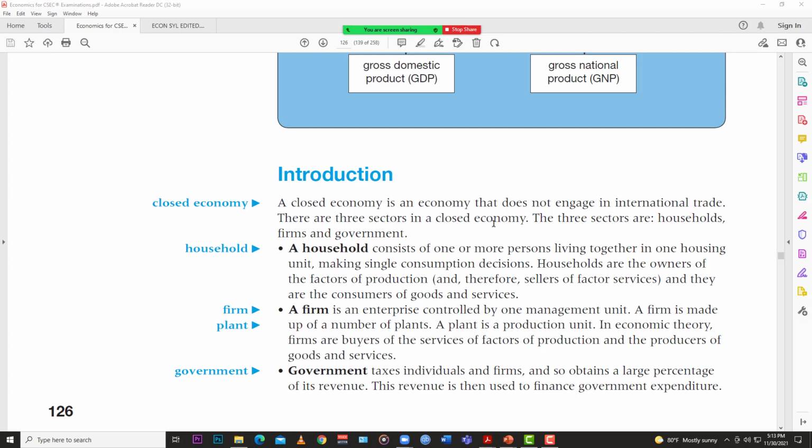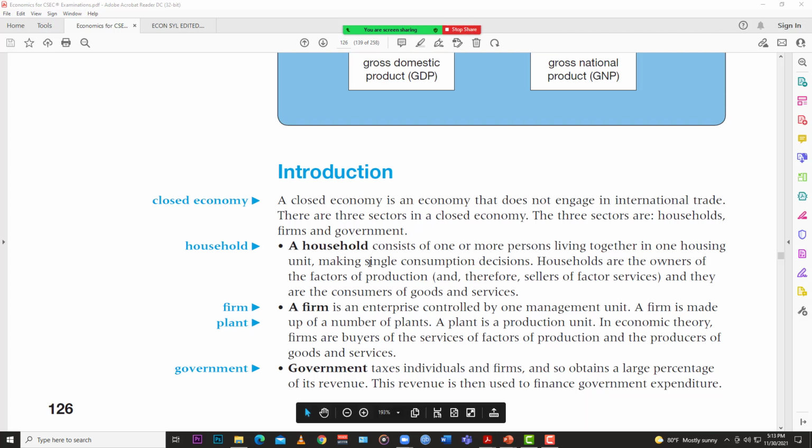There are three sectors in a closed economy: the household, the firm, and the government. A household consists of one or more persons living together in one housing unit, making single consumption decisions. Households are the owners of the factors of production, and therefore sellers of factor services. This is a key thing to understand when we're looking at the circular flow. They are also the consumers of goods and services that are created through production.